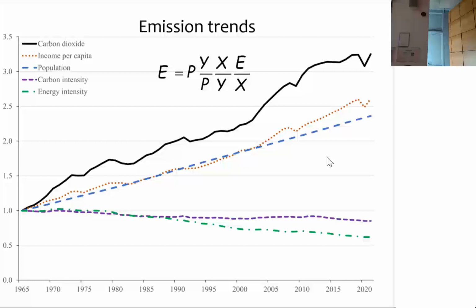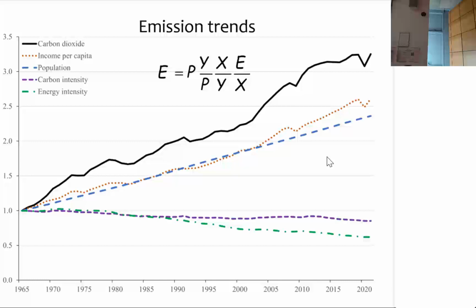The Kaya identity says that emissions E are equal to the number of people P, times per capita income Y over P, times the energy intensity of the economy X over Y, times the carbon intensity of the energy sector E over X. Now this is an identity, right? This is true. P cancels against P, Y against Y, X against X. So essentially this equation says E equals E, and we can all agree that this is true. All identities are true, some are useful, and this identity happens to be useful.